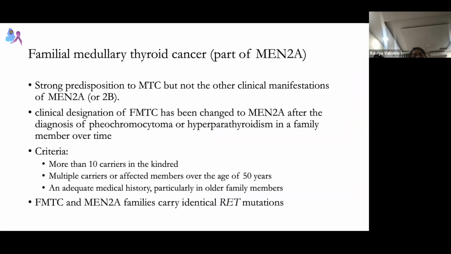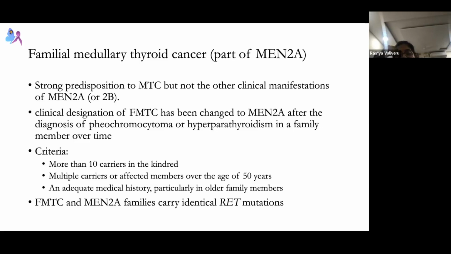Coming to familial MTC, there is strong predisposition for MTC, but not others. The clinical designation of FMTC has been changed to MEN2A after diagnosis of FEO and hyperparathyroidism in a family member over time. This happens with familial isolated hyperparathyroidism also, no? FIHPT. We had a family who had two generations of FIHPT, and suddenly one boy developed Cushing syndrome. The patients had pituitary disease, so it was changed to MEN1.